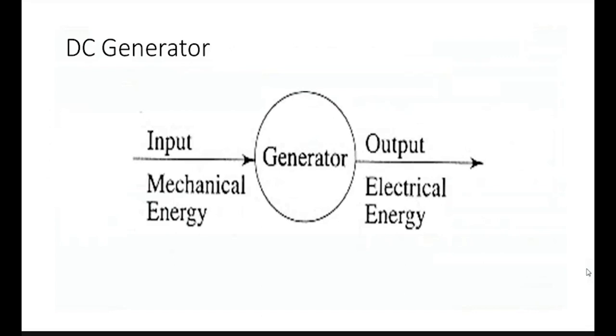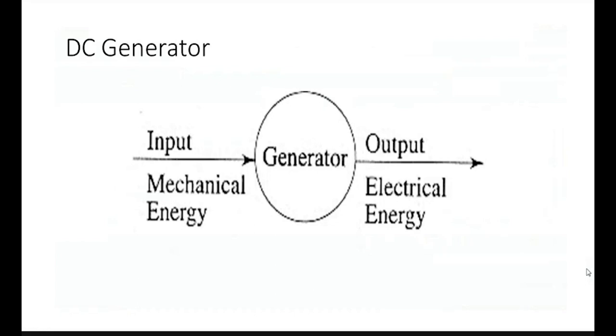First, what is meant by a DC generator? A generator is an electrical machine which converts mechanical power into electrical power. That's why it is called a generator. It is called a DC generator because it converts mechanical power into DC electrical power.